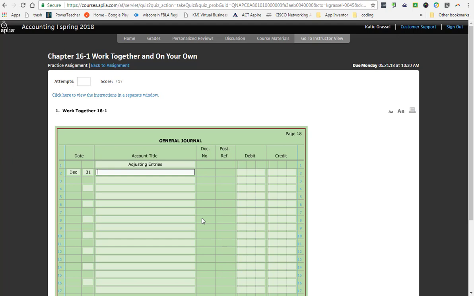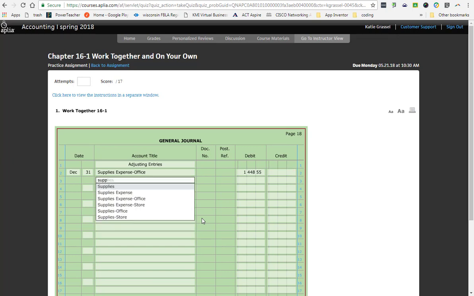So what is being debited for letter A? Can anyone find it? Nope, that's not letter A. What accounts? Supplies expense office, letter A. And that is for $1,448.55. Supplies expense office is being debited, so what's being credited? Supplies office for the same amount.